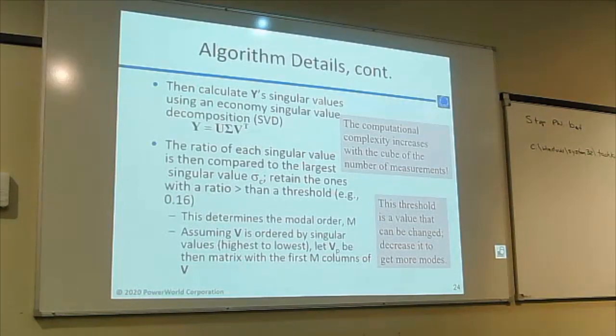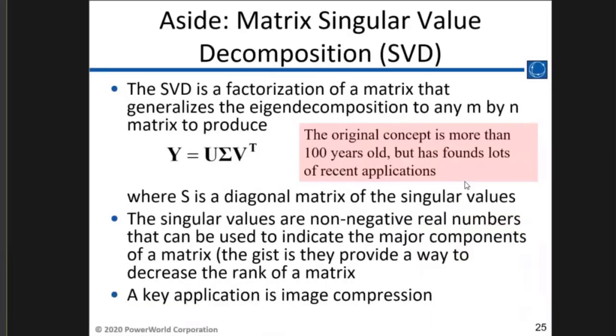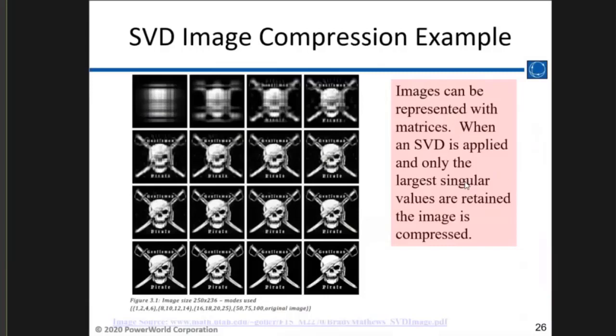They tell how much information is in the matrix in an interesting way. When doing this, we take the largest singular values and get rid of the smaller ones. I'll show you an example of this in just a second. This is an aside that goes through a little bit of SVD. It's not a new concept. It goes back 100 years, but it has found lots and lots of recent applications, so we're teaching it more in school now.